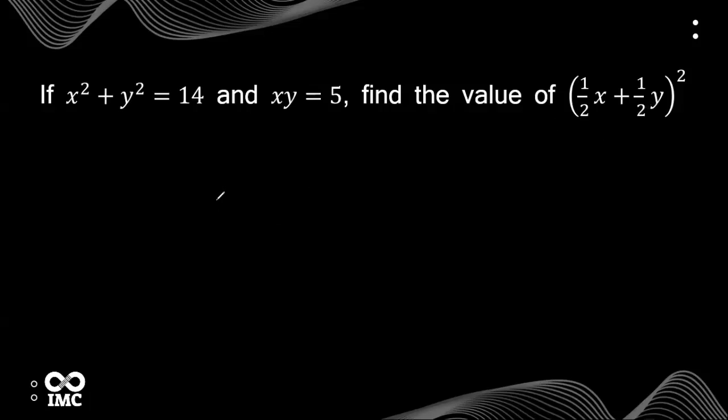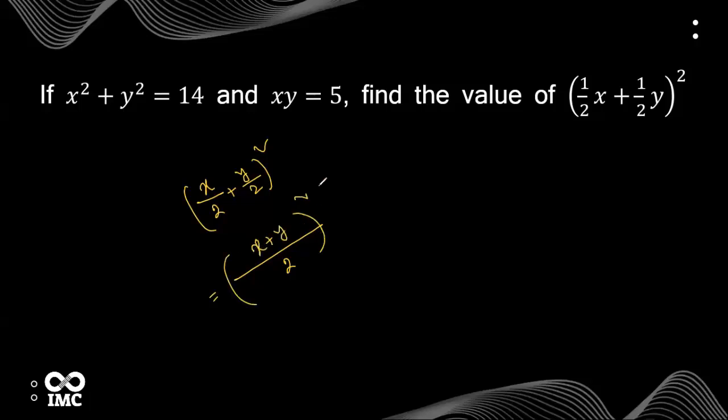Look, at first (1 by 2x plus 1 by 2y) can be written as (x by 2 plus y by 2) whole square. Or instead of this one we can write here, LCM of 2 and 2 is 2, so 2 is the denominator. So numerator is (x plus y) whole square. We already know the formula for (x plus y) whole square.